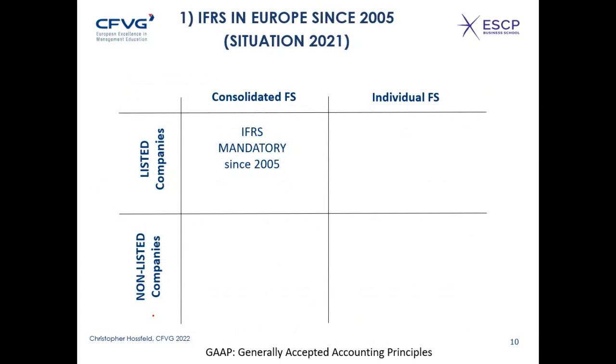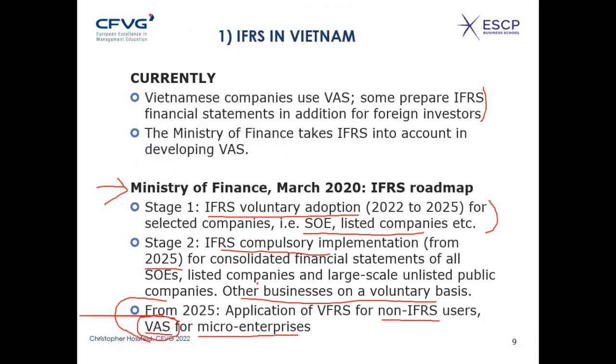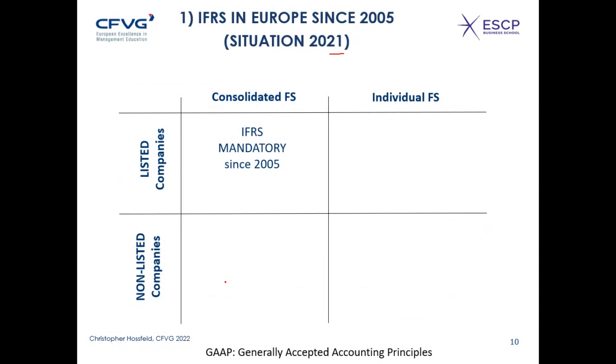Okay, here's one slide, what the situation is in the European Union. Well, it says 21, but it's still true in 22. No change here. You see, in the European Union, we have, similarly to Vietnam, a difference between large companies, listed companies, and other companies. In the European Union, it's similar. We have to make a distinction between listed companies and non-listed companies, and between consolidated financial statements and individual financial statements.